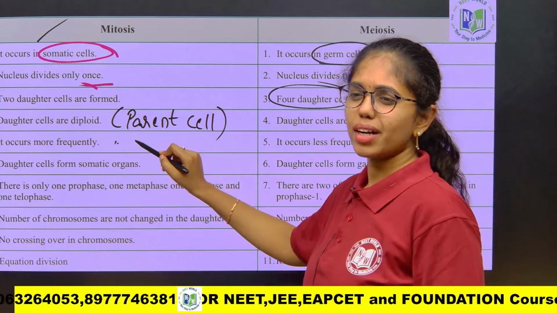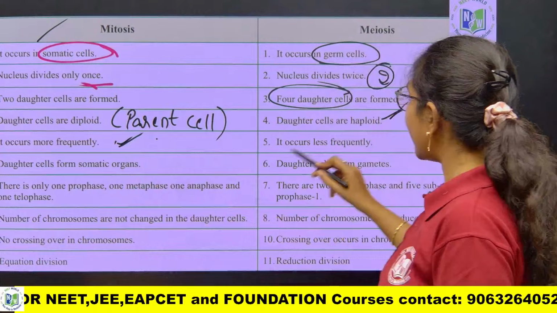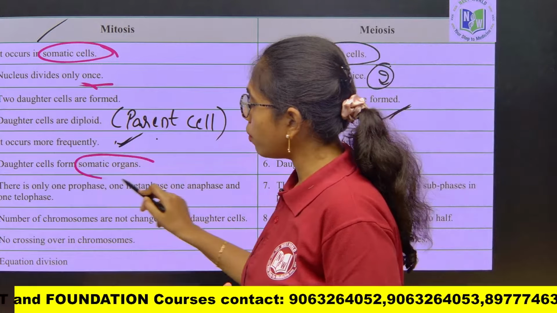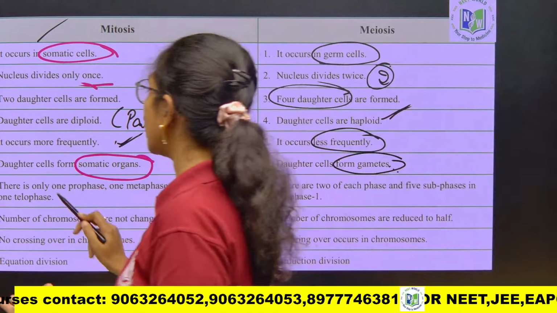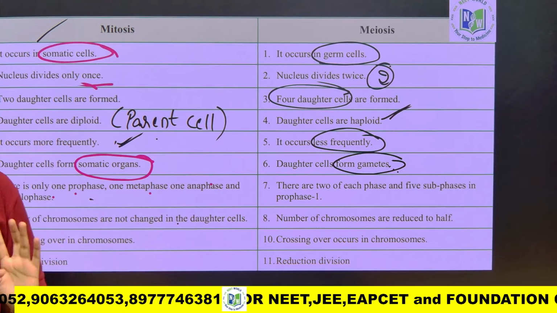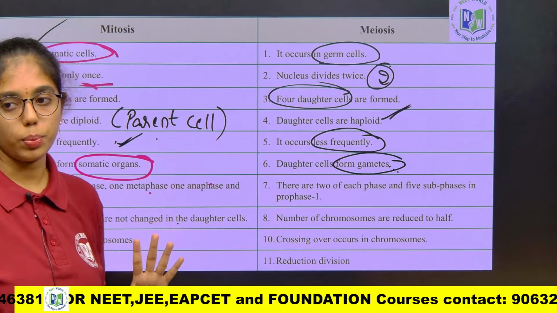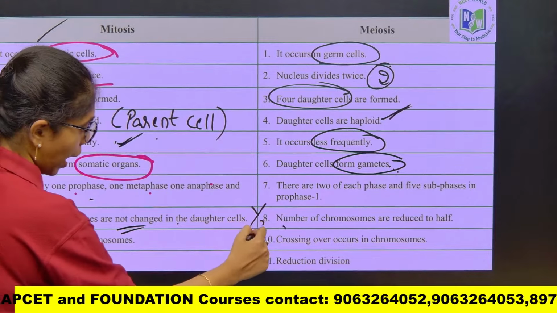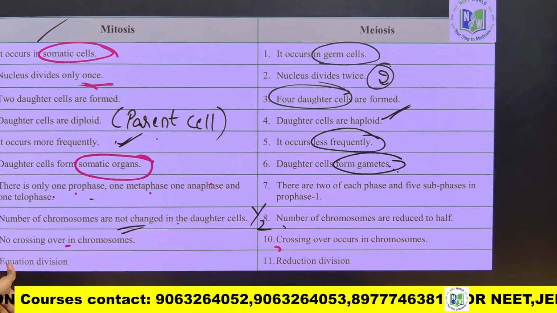Mitosis occurs more frequently because the complete system of the living body runs by mitosis only. But meiosis occurs less frequently, only at the time of fertilization. Daughter cells will form somatic organs through mitosis. They form gametes during gametogenesis. Next, there is only one set of karyokinesis phases like prophase, metaphase, anaphase, telophase. But here you can see 2 of each phase, and 5 substages of prophase 1, beta. Next, the number of chromosomes is not changed, but here they are reduced to half. No crossing over, but here crossing over occurs. And here, equational division.